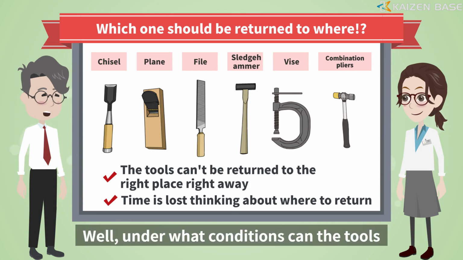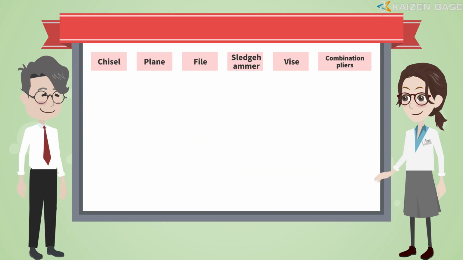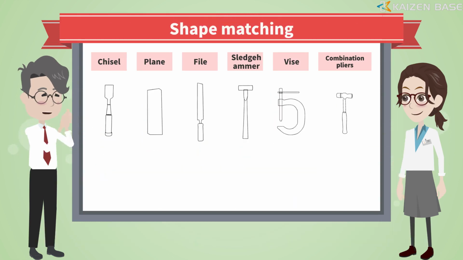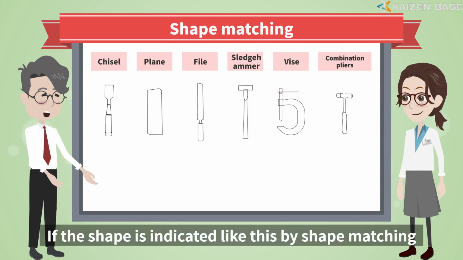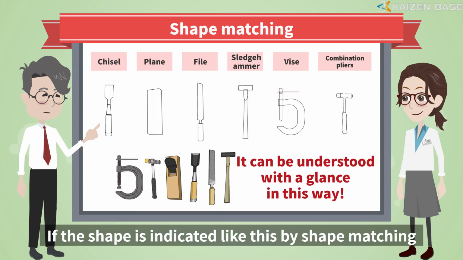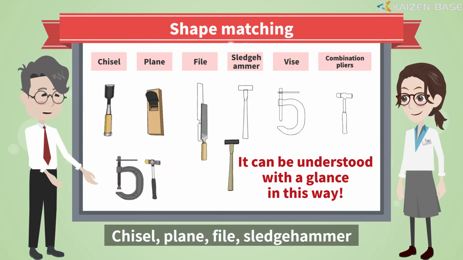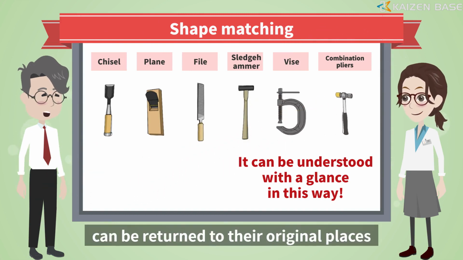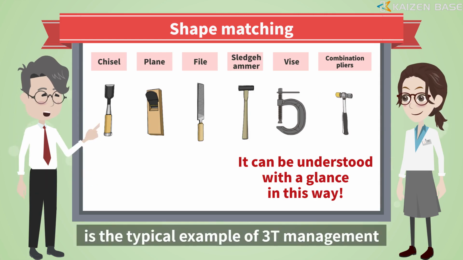Well, under what conditions can the tools be returned to the original place right away? I suppose shape matching is a good way to achieve it. That's right. You really know a lot. If the shape is indicated like this by shape matching, it will be obvious at a glance. Chisel, plane, file, sledgehammer, vise and combination pliers can be returned to their original places without their names known. The method of shape matching is the typical example of 3T management.